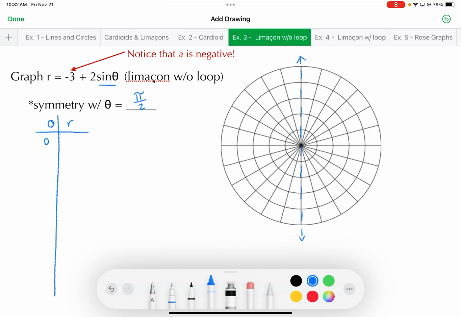Okay, so let's just start with 0. That would be -3 plus 2 times sine of 0, which is 0. That's going to create a -3. Okay, so if I plot that, that ends up actually putting me over here since it's negative, right?